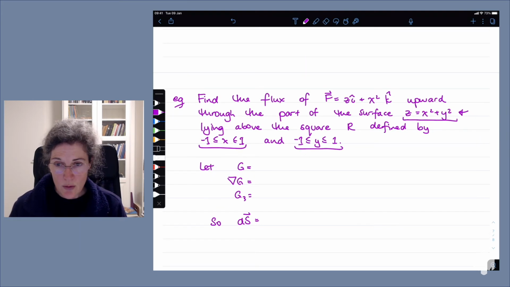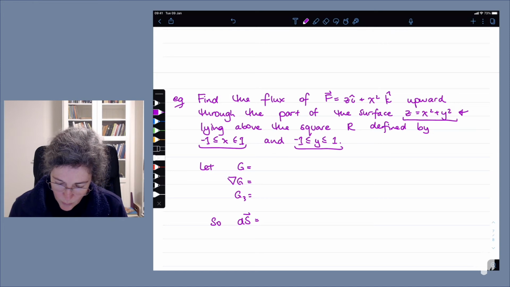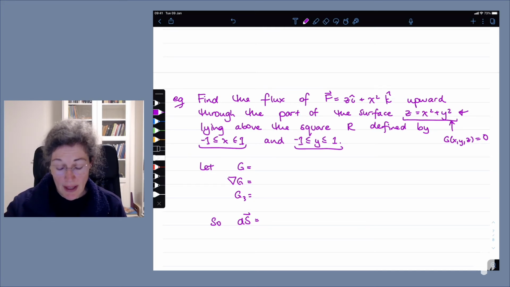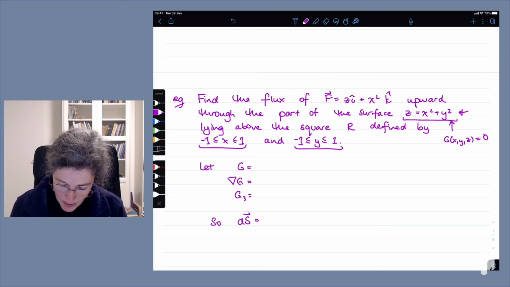So let's work through the various bits that we need for this particular problem. Okay, so we're going to say that our surface here is our g, and remember we set this equal to g of x, y, z is equal to 0. So I need my z and my x and y all on one side, put it all equal to 0, and that's equal to g. So my g is going to be equal to z minus x squared minus y squared.